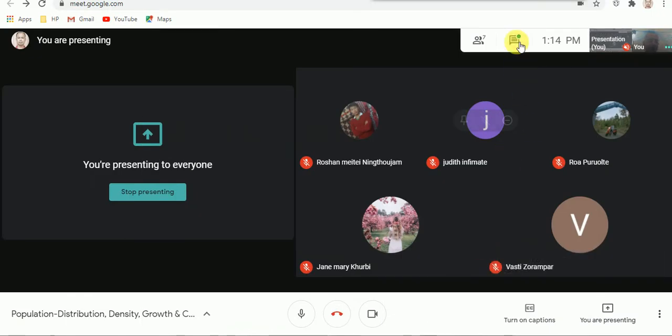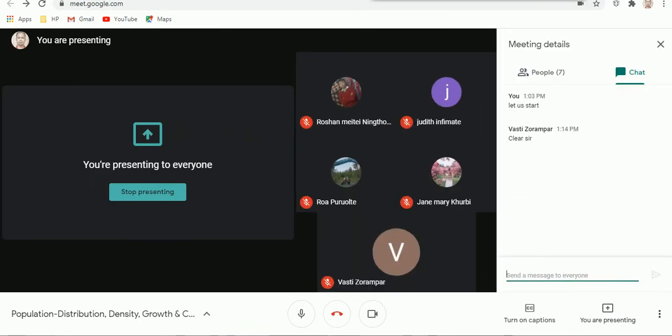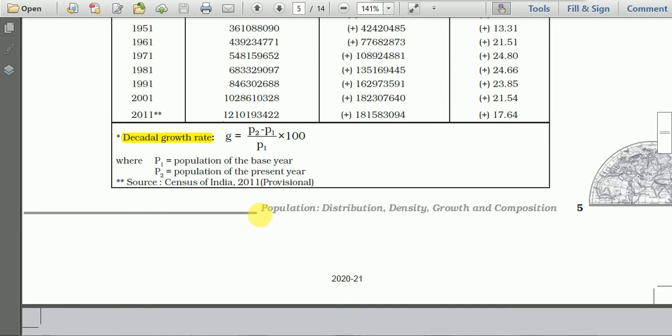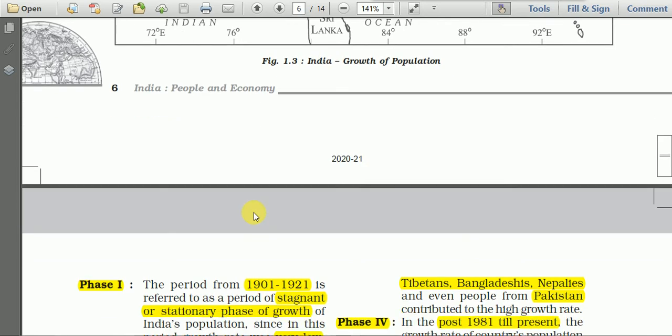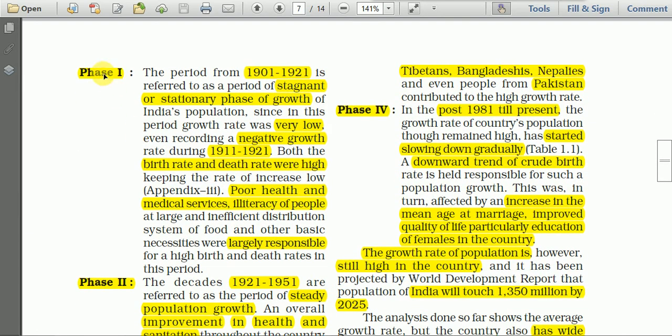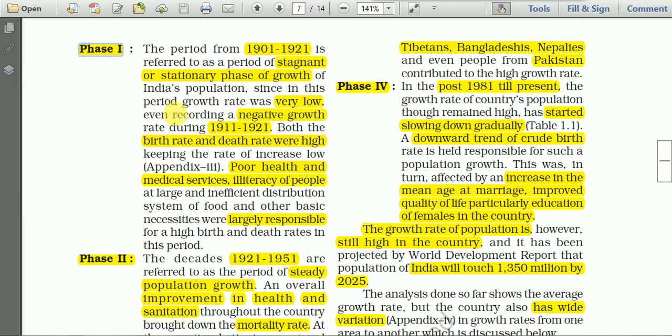So we have 4 phases. Phase 1 is here. Let us read. The period from 1901 to 1921 is referred to as a period of stagnant or stationary phase of growth of India's population. In this period the growth rate was very low, even recording a negative growth rate during 1911 to 1921.